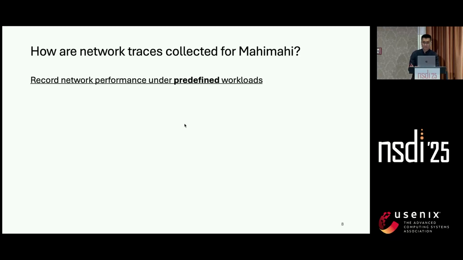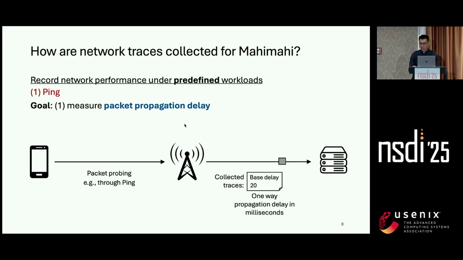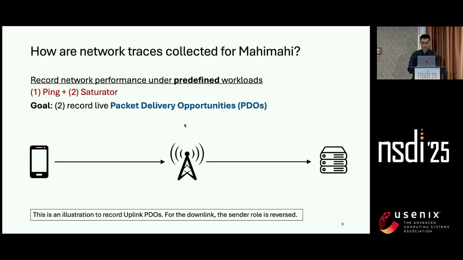So how are network traces collected in Mahi-Mahi? First, we measure the packet propagation delay using a packet probing tool like ping. Specifically, we want to measure the minimum RTT of a packet and divide it by 2 to get the one-way propagation delay. Then, we need to record the PDOs using a saturator workload.